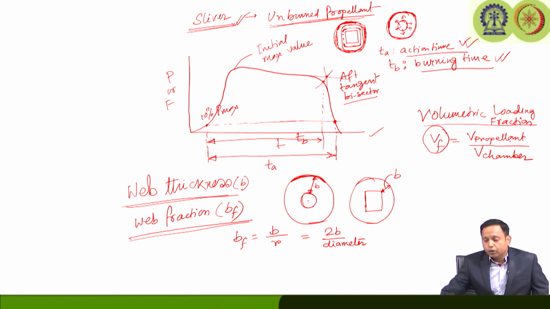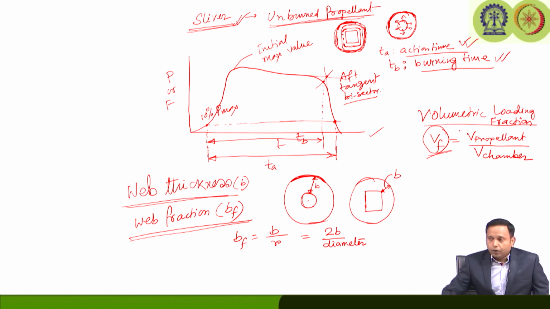We have to improve the volumetric loading, and we have to use this volumetric loading fraction efficiently, because once it is defined, we know how much propellant volume is available there. So, we have to use that volume of the propellant judiciously by considering a high density propellant, and we can actually improve the volumetric loading fraction. Okay.